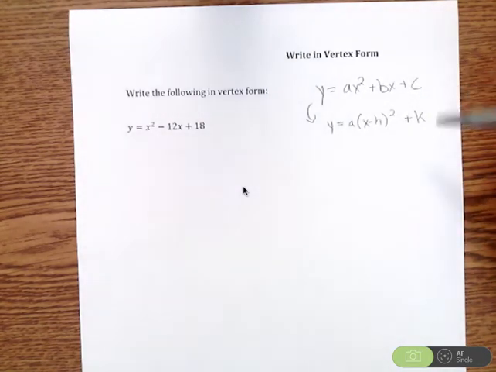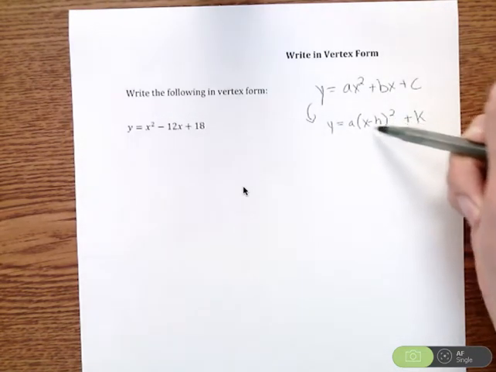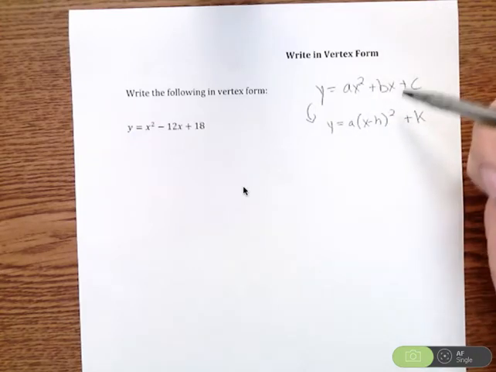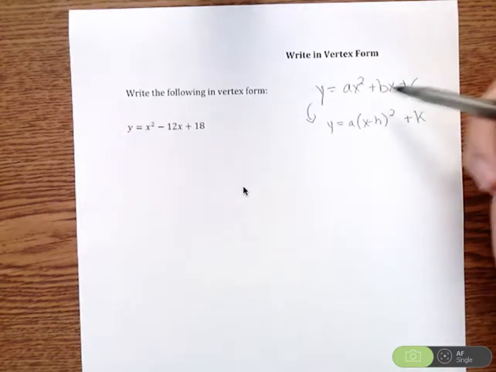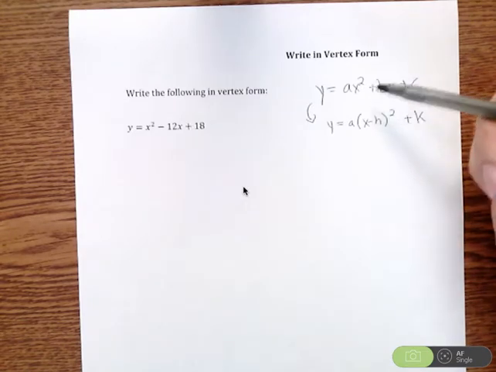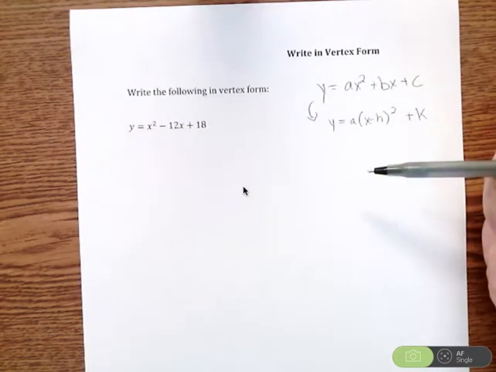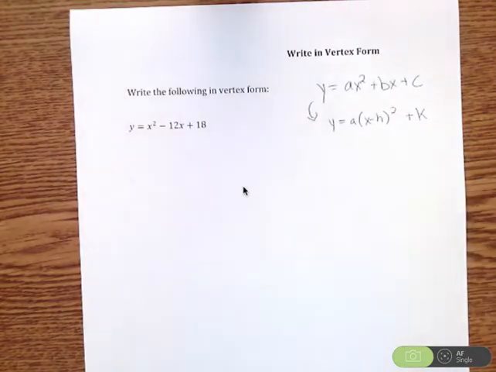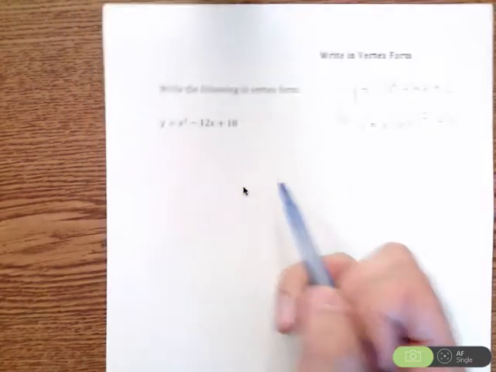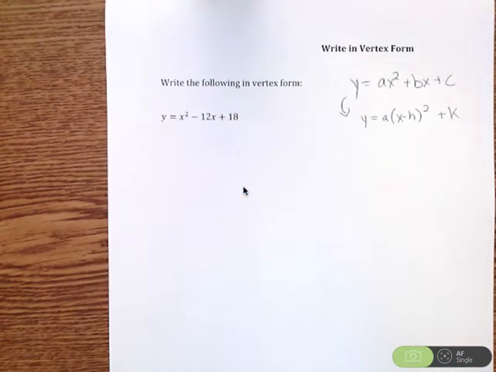Some similarities to point out here: I went from having an x squared and an x to just an x inside a parentheses. The other time that happens is when we complete the square. So if you ever want to take something from standard form to vertex form with quadratics, what we're essentially going to be doing is completing the square. The only difference between this and completing the square is that instead of having this set equal to 0, we actually have a y there. But the entire process is very, very similar.